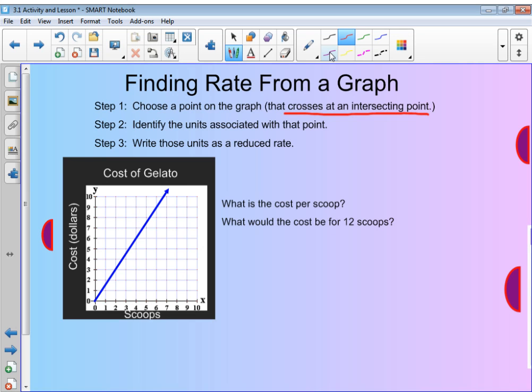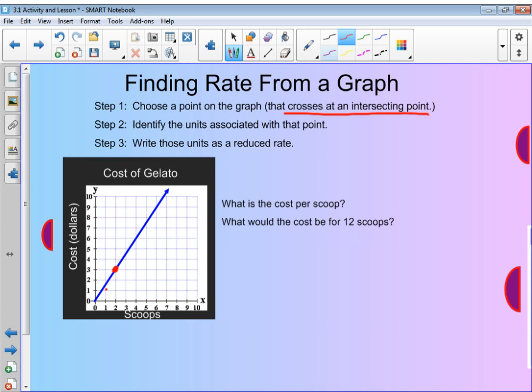If I could pick 1 scoop, I would, but I can't. See how it's not on a corner? So I'm going to follow this line up until it crosses a corner. And I see here's the first point that it crosses at the corner of the grid. Okay, so when I look at this, I'm going to go ahead and do my 2 numbers.